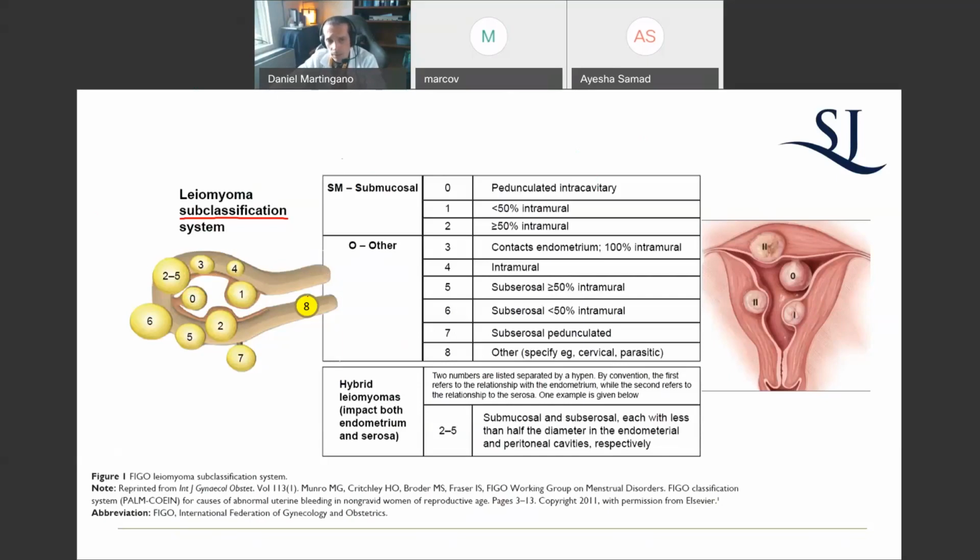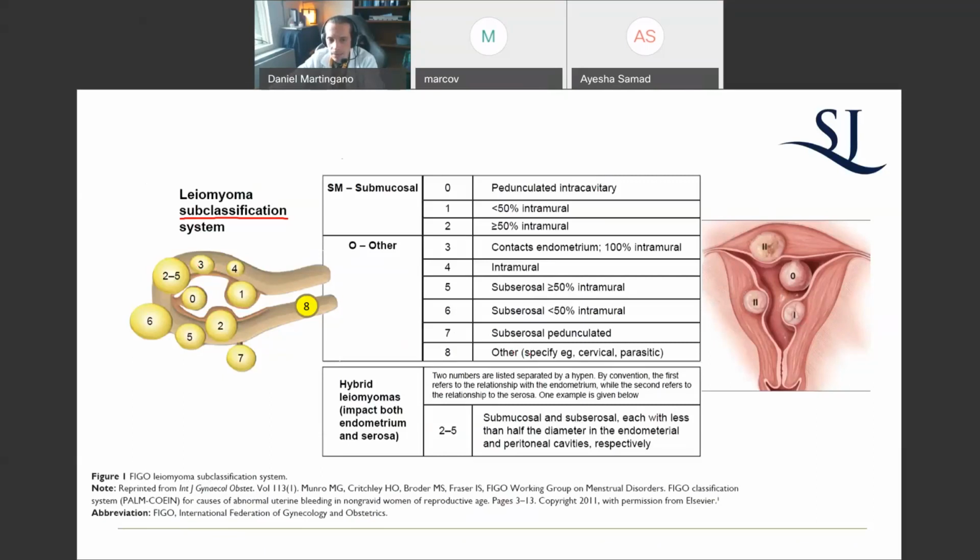But leiomyomas are not unique to the uterus. They can actually be anywhere. I had a patient who had a chest mass. She was an oncology patient, and they ended up resecting it, and it came back that it was a leiomyoma. It was a fibroid. So we were like, oh, she has fibroids. But it's unique because they're very common in the myometrium. But just keep that in mind.